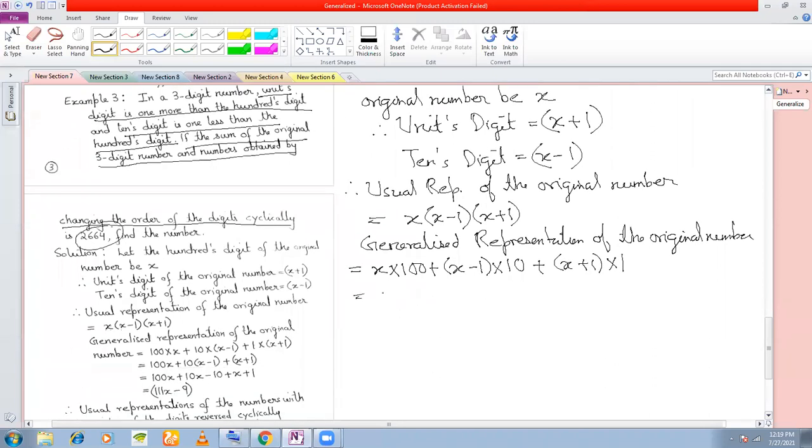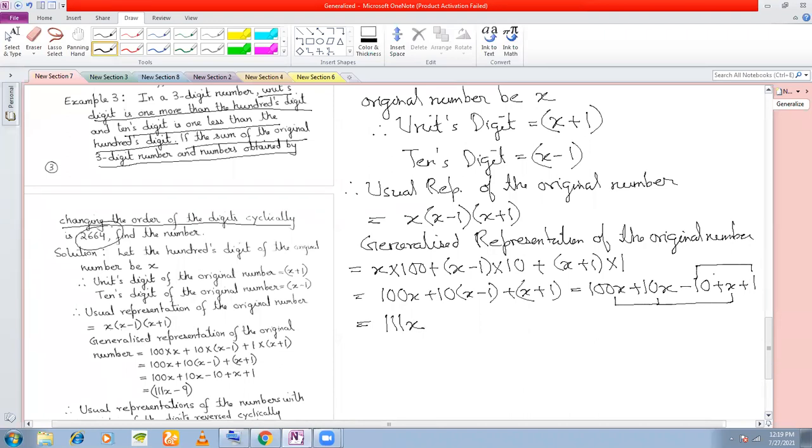Okay, now we simplify this. So we get 100x plus 10 into x minus 1 plus x plus 1. After opening all the brackets, we get 100x plus 10x minus 10 plus x plus 1. Now see how much we have. We have 100 plus 10 and you have x, so this will give you 111x. And you have minus 10 here and plus 1 here, so this will give you minus 9. Right? This is the generalized representation of the original number.